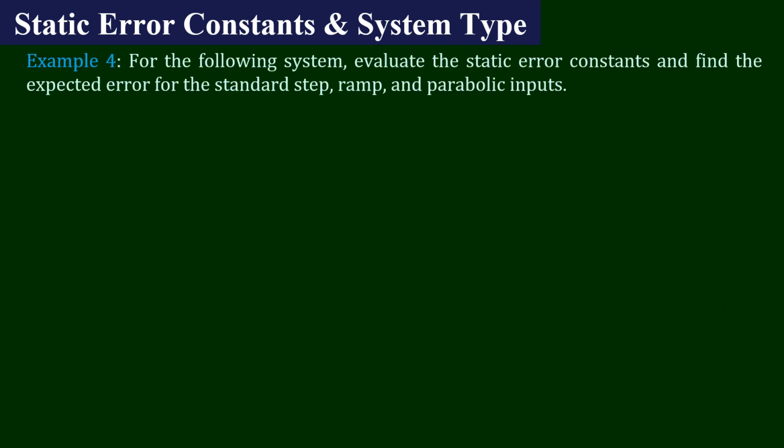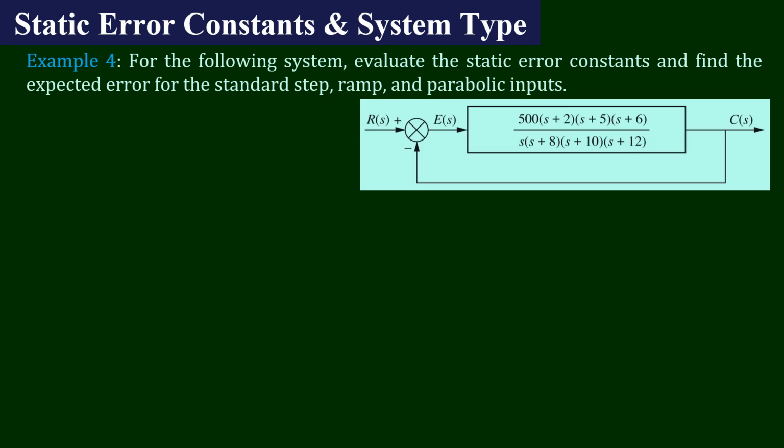Here we will discuss an example given to us. This is the open loop transfer function over here, and for this open loop transfer function we are asked to determine or evaluate the static constants. When we say static constants, fundamentally we are asked to determine the values of Kp, the position constant, Kv, the velocity constant, and Ka, the acceleration constant.